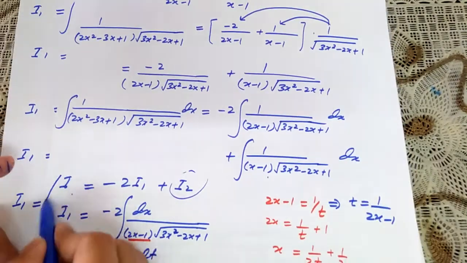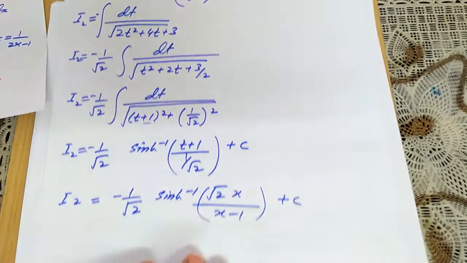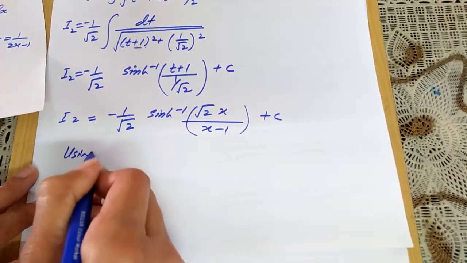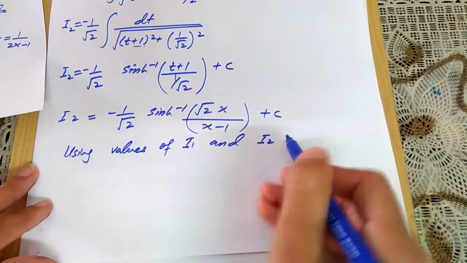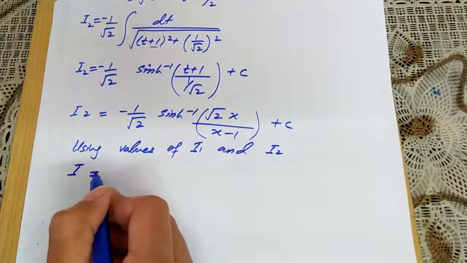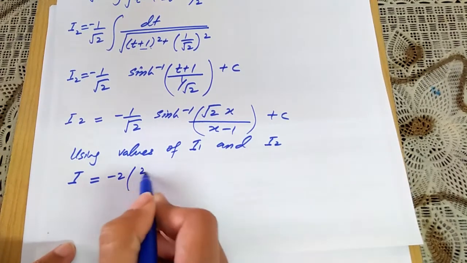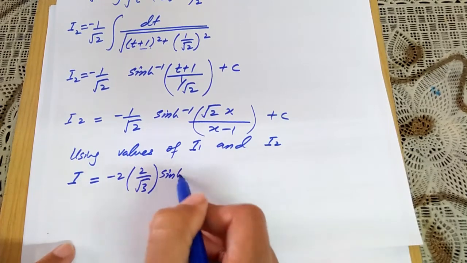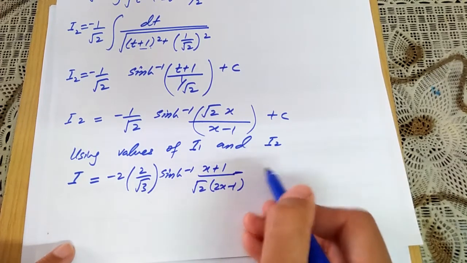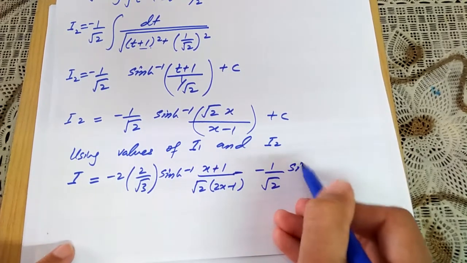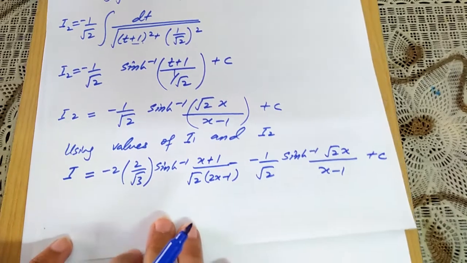Substitute back all these values in this main integral. That is I is equals to minus 2 I1 plus I2. So the answer will be, using values of I1 and I2, we will get I is equals to, my I was equals to minus 2 I1. So it is minus 2 into 2 over under root 3 sine hyperbolic inverse x plus 1 over under root 2 2x minus 1, and plus I2 is minus 1 over under root 2 sine hyperbolic inverse under root 2x over x minus 1 plus constant of integration.